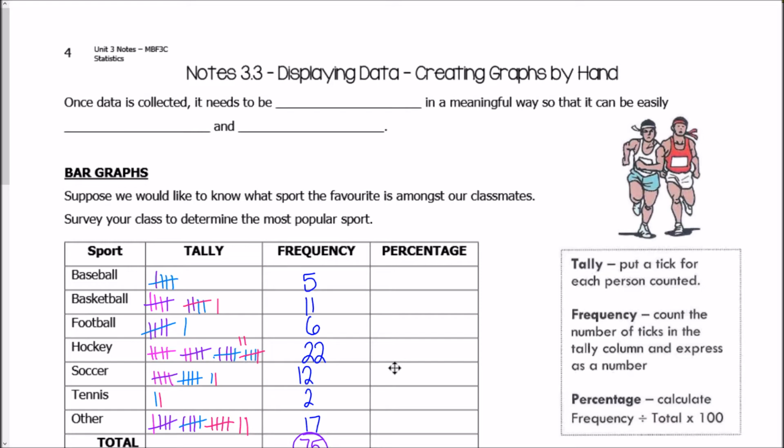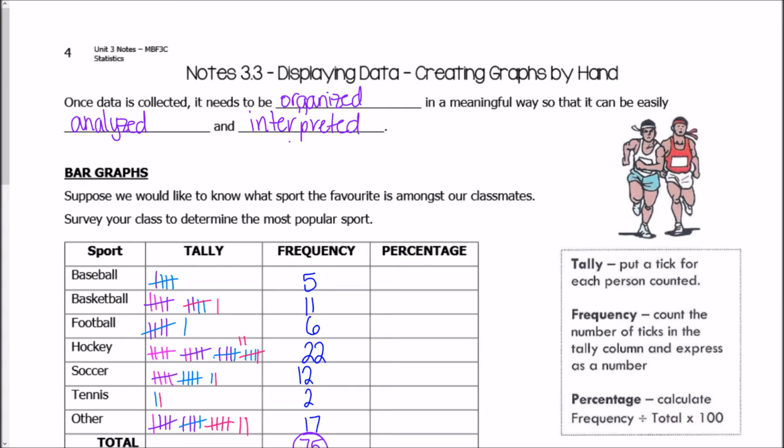So notes 3.3. Start by saying once data is collected, it needs to be organized in a meaningful way so that it can be easily analyzed and interpreted. So we want to be able to analyze it and interpret it, so that way we can know what to do with the information that we're actually collecting.